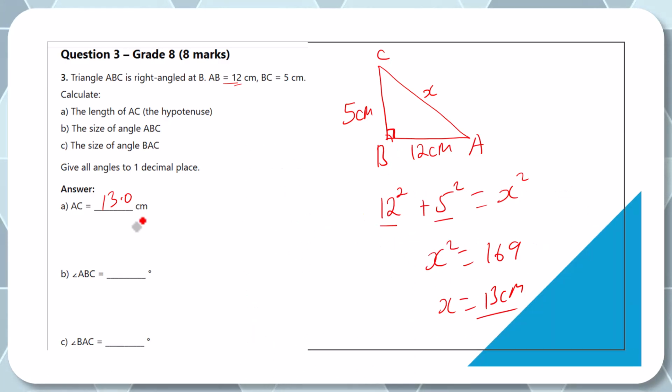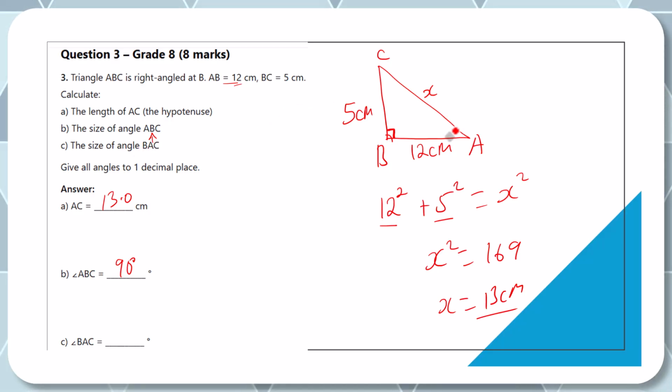Okay? Now, question B says the size of angle ABC, where the middle letter is where the angle is. Okay? So they said find the size of angle ABC. B is 90 degrees, so there's nothing to do on that. That's just that. That's 90 degrees. And then the size of angle BAC.